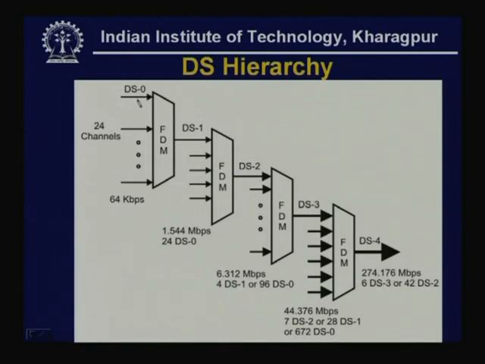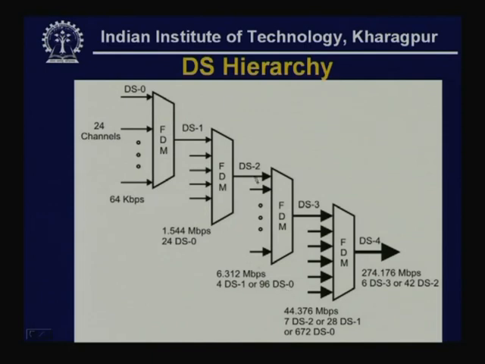Say DS, this is the DS0 service, each of 64 kilobits per second, and then 24 such channels are combined by using frequency division multiplexing to get DS1 service, and here the bandwidth is 1.544 megabits per second, where the 24 DS0 channels are accommodated. By combining 4 such lines you can have 6.312 megabits per second, that is 4 DS1 or 96 DS0.